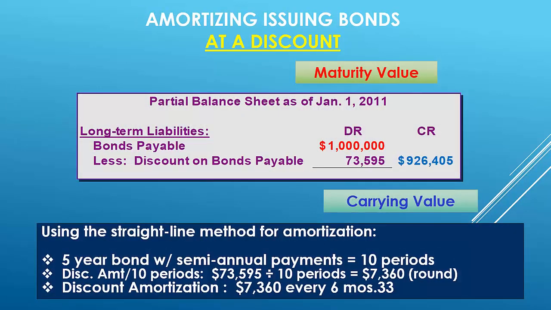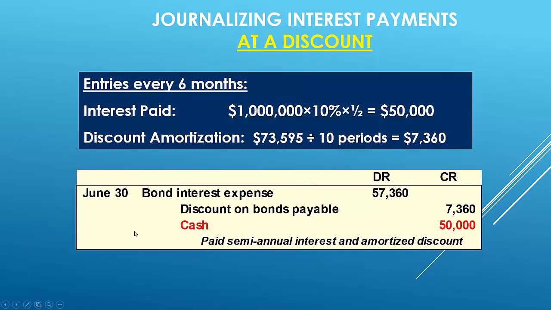Okay, if I amortize that amount, then every single time I make an interest payment on that, I'm still going to pay out $50,000 in cash to my bondholders. But in this case, I actually have a little bit more of an expense. So now I'm going to amortize some of that bond payable based on the full discount amount divided by how many periods I have to amortize that. That's how I got this number over here. And then the $57,360 is the total amount of interest expense I've got.